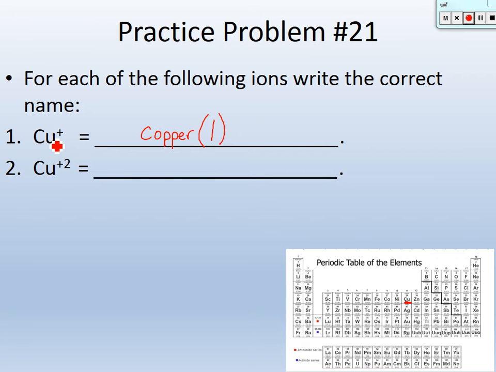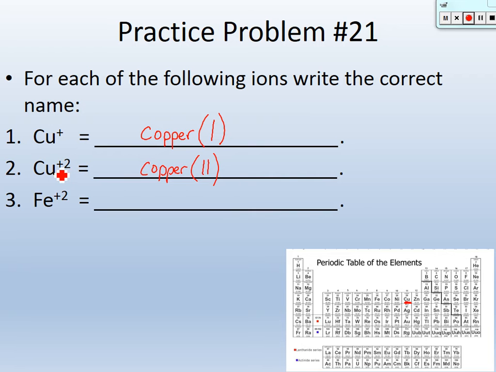Number 2, how would we write the name for this one? Copper, parentheses, 2 in Roman numerals. The 2 in Roman numerals tells us that the charge of the copper ion is +2. You guys try 3 and 4 on your own.